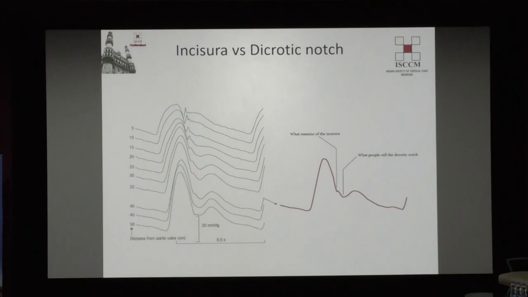Now we can see, if we travel down, this is a wave pulse from a pressure transducer. As you travel from the aorta down to the arterioles, you can see it has a peaked incisura to start with, and gradually it fades away and gives rise to a dicrotic notch that becomes more and more distal as you travel down. What remains of the incisura is what we really call the dicrotic notch.